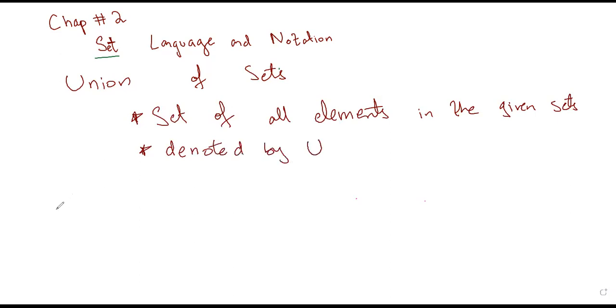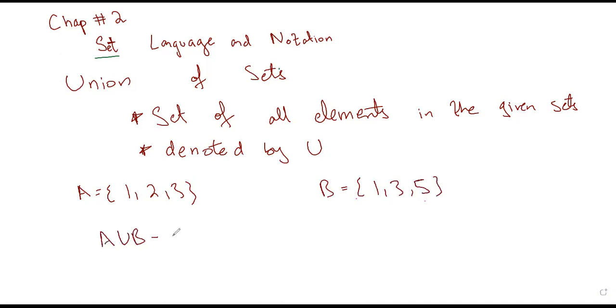Let's say we have set A, which has 1, 2, and 3. And in B, we have all the odd numbers till 5, and you have been asked to write down A union B. So what is the definition saying? Set of all elements in the given sets. The given sets are A and B. So what are going to be the elements? Who's going to tell me?